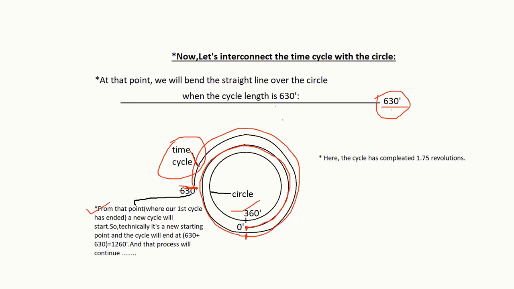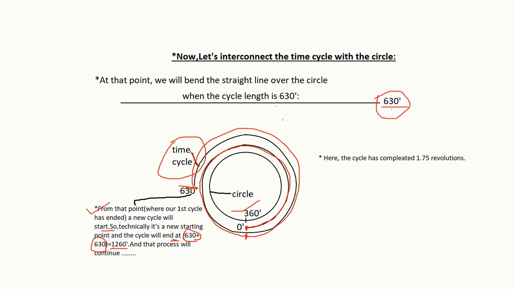And from that point, where our first cycle has ended, a new cycle will start. So technically, it's a new starting point of a whole new cycle. And the new cycle will end at 630 plus 630, and that will be 1260 degrees. Why? It's just because now our starting point is 630 degrees.